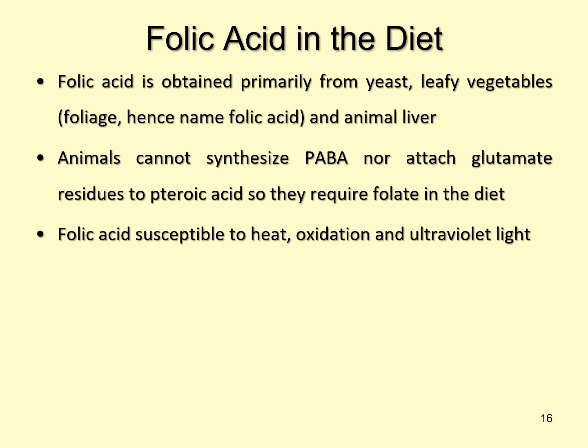As with other vitamins, this vitamin, folic acid, is also found in diet. So many foods we consume day-to-day can have this folic acid. Especially, folic acid is obtained primarily from yeast, leafy vegetables, foliage, hence named folic acid, and animal liver. Animals cannot synthesize PABA, para-aminobenzoic acid, nor attach glutamate residues, so they require the folate in the diet.